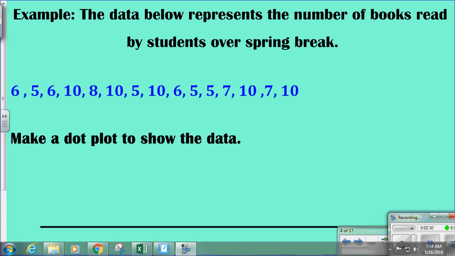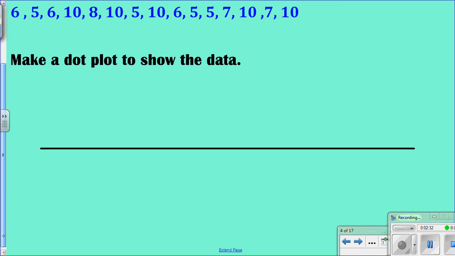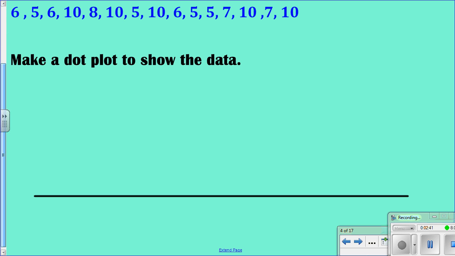So we need a title for our dot plot because if you don't have a title, people don't know what those dots represent. So what would we give a title for this? Books read. Perfect. Titles can go on the top or on the bottom. It doesn't matter as long as you have it.